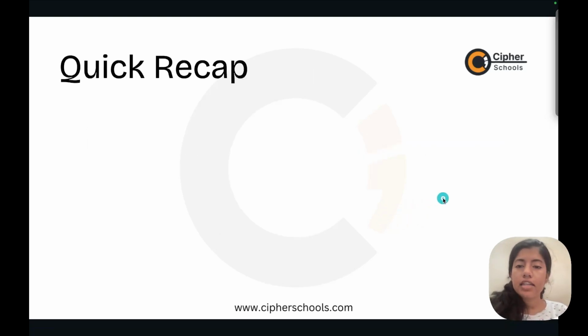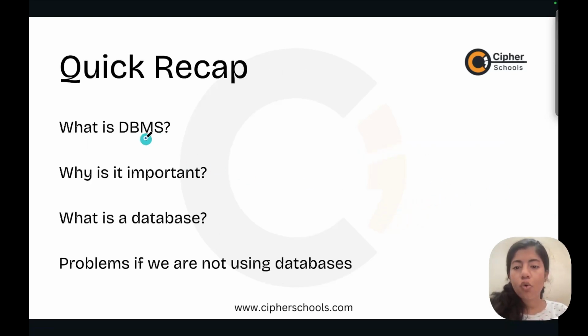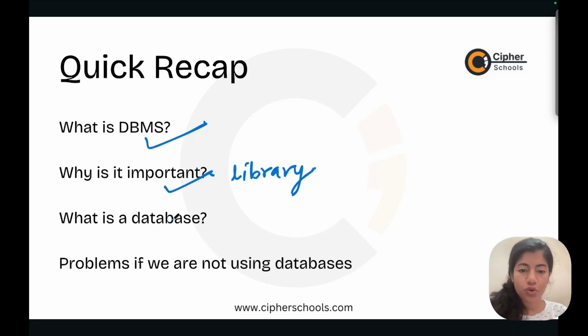So in last class, we discussed what a DBMS is. Then we understood why it is important with the help of the example of a library. We understood that if you have a particular storybook, you cannot just go and keep it anywhere you want. You need to keep it in a particular section so that when someone comes and asks you for that book, it is easy for you to give it. So if you're storing data in an organized manner, it is easy for you to retrieve or access it.